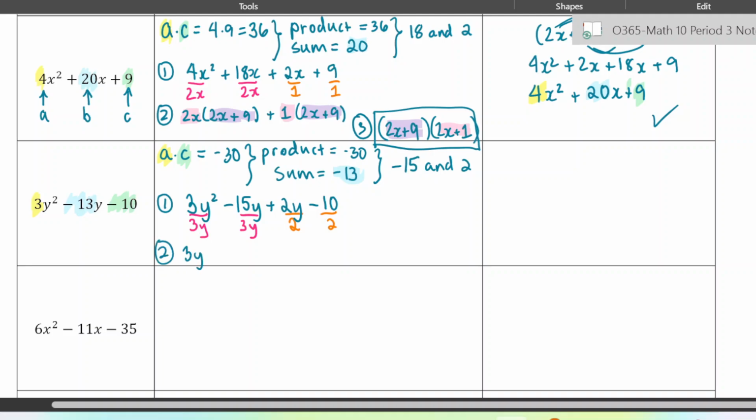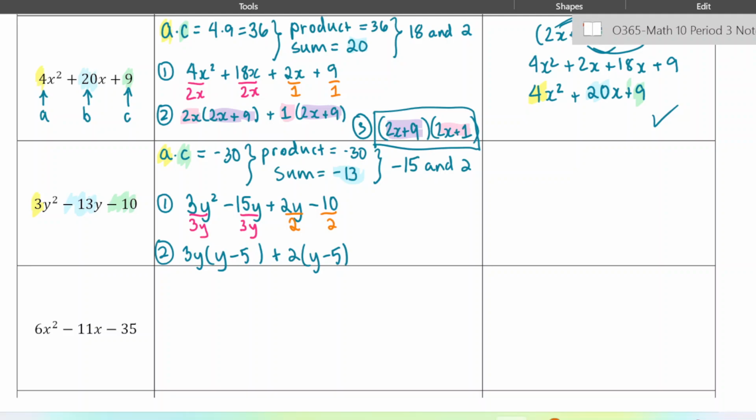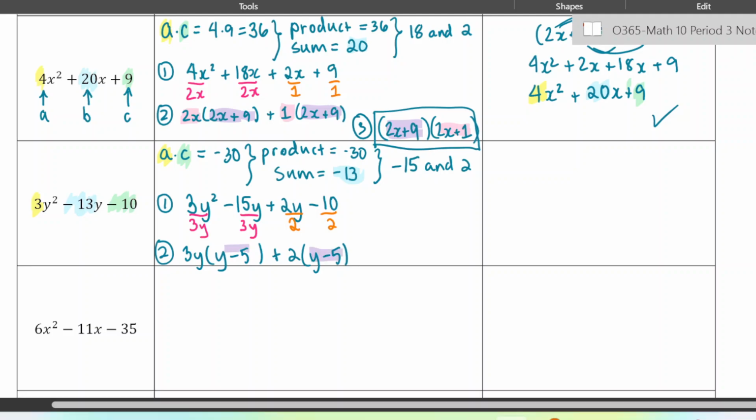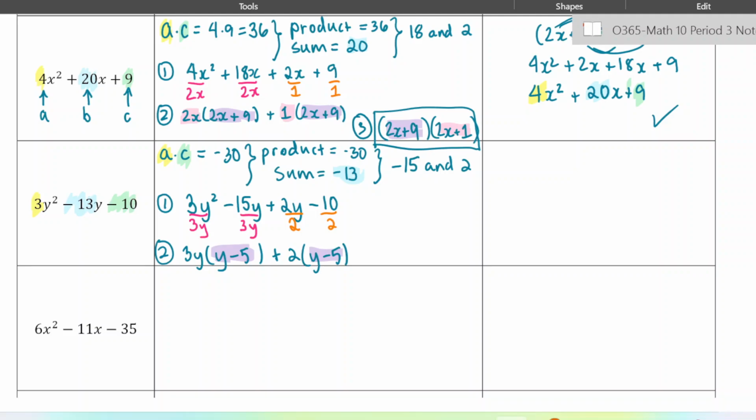So this is where we actually factor out that common factor. So we'll be left with y minus 5. And from the second set of terms here, we're left with y minus 5. And again, what we have in the brackets is always going to be the same. If it's not, go back and check your work because something has gone wrong.